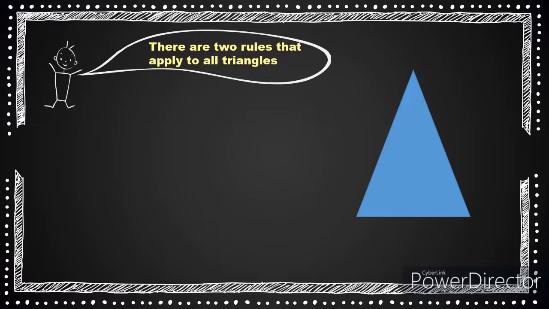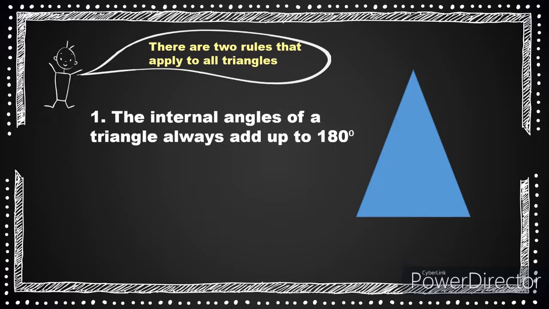Here are 2 rules that apply to all triangles. First, the internal angles always add up to 180 degrees. You may be wondering, what is an internal angle? We can look here, here, and here. These angles are internal angles, and their sum is always 180 degrees.